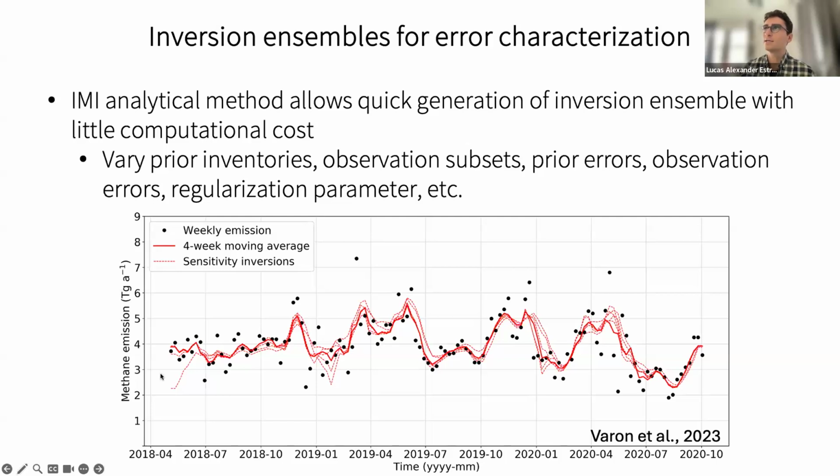The way we typically do that is by generating an inversion ensemble. And the IMI makes that particularly easy because this analytical method that we use allows for quick generation of an inversion ensemble with very low cost. With that inversion ensemble, you would vary your prior inventories, you would use observational subsets, you would try out different prior errors and different observational errors, and then you could see what the span of the range of estimates for your posterior emissions is. By performing this inversion ensemble, you can then create error bounds on what your inversion estimate is on the basis of this ensemble.